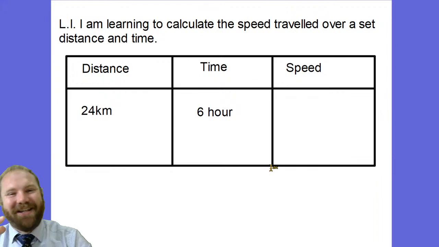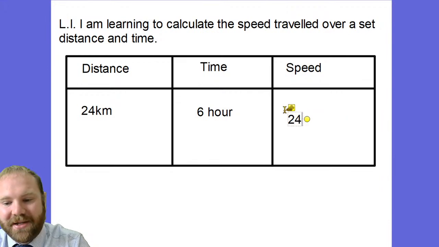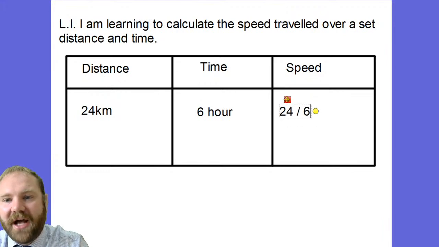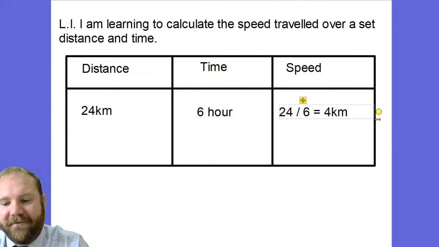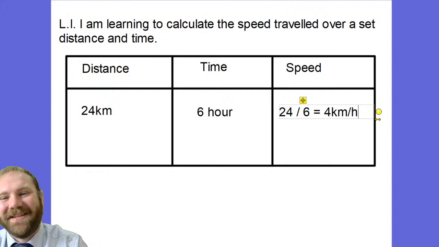So it's walked a staggering 24 kilometers, and it's been doing it for 6 hours. So in other words, we're doing 24 divided by 6, and that will tell us how fast it's walking every hour. So 24 divided by 6, it's walking 4 kilometers per hour. This little toddler is going. It's got some endurance though. Some endurance for a toddler.